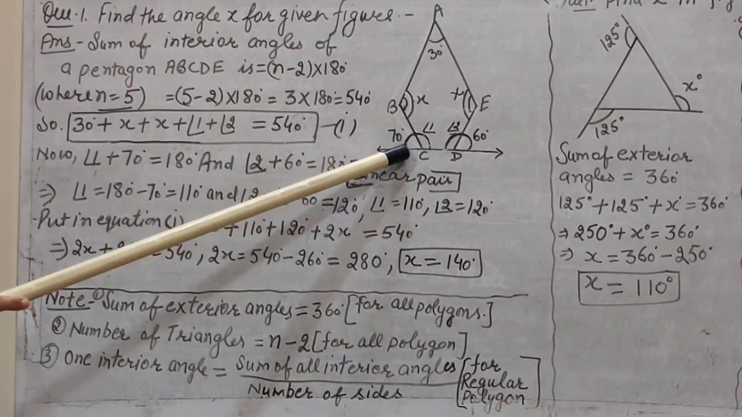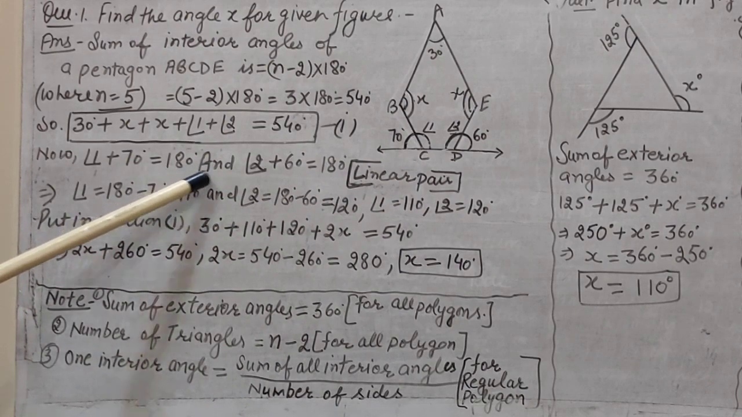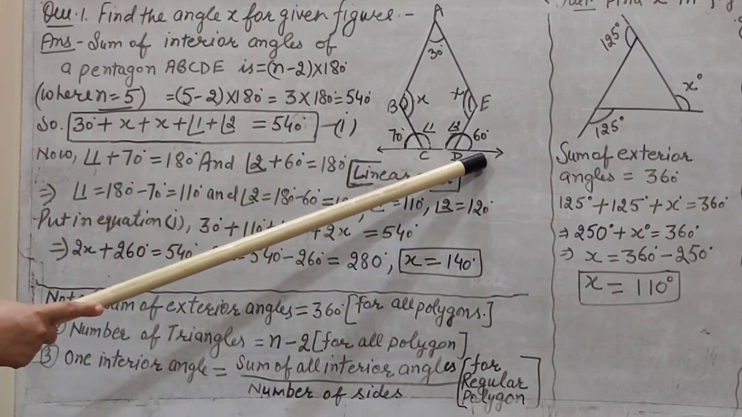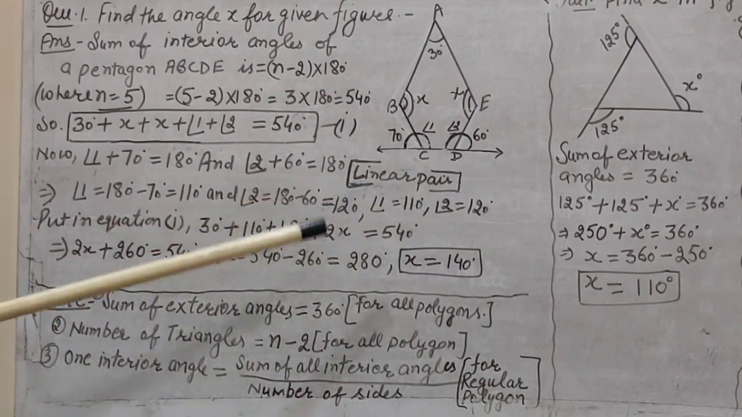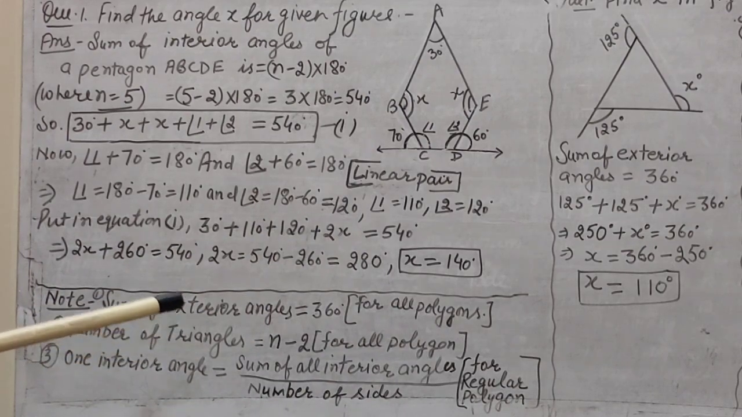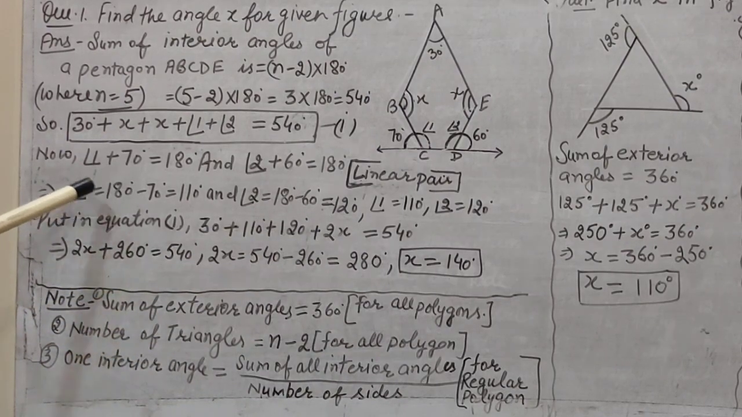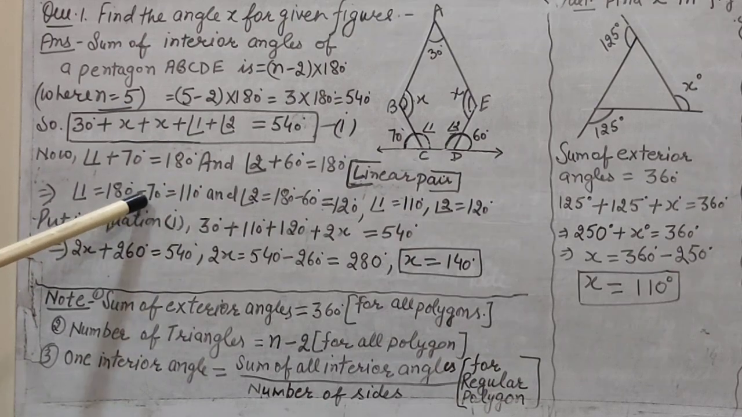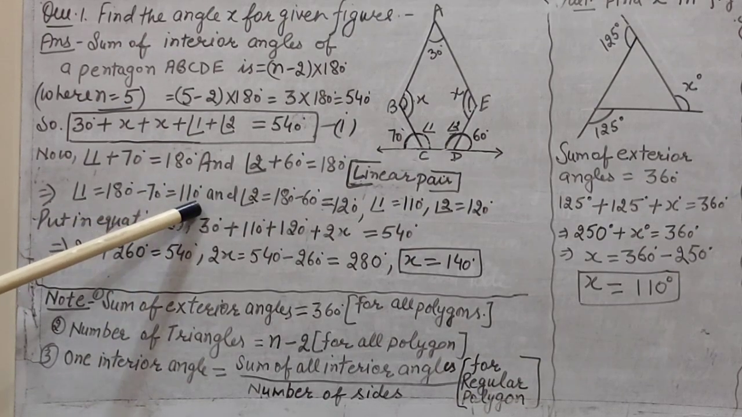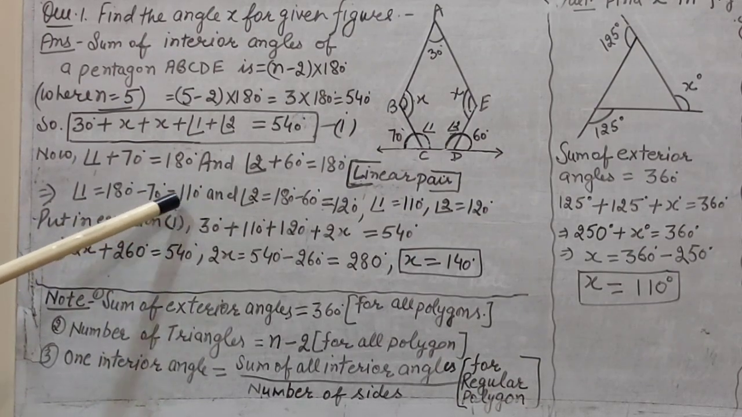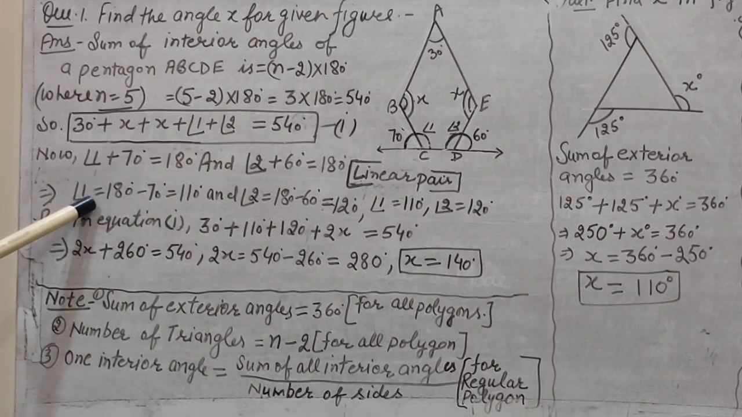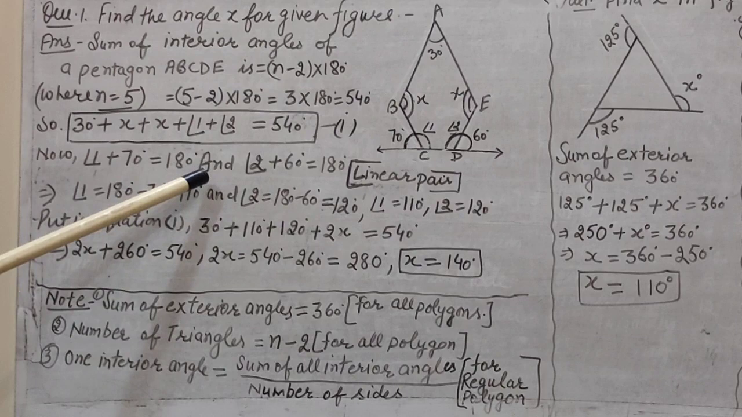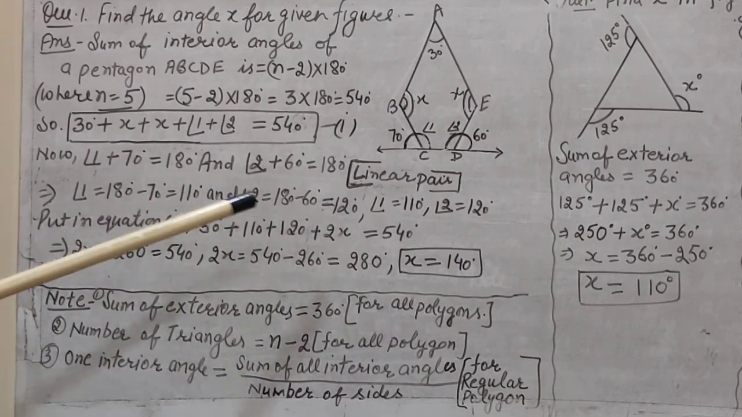Angle 1 plus 70 degree is equal to 180 degree. Angle 2 plus 60 is equal to 180 degree using the linear pair. Now angle 1 is equal to 180 minus 70, is equal to 110, solving the equations by transposing this angle towards the right hand side.